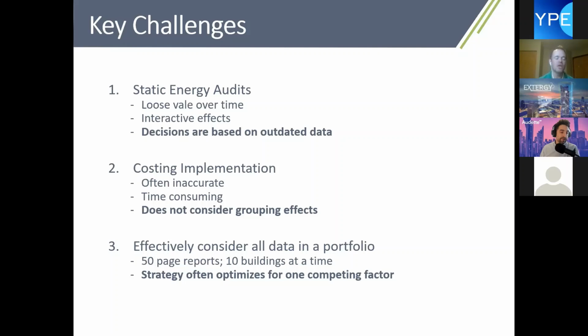Most of our clients have around 400 to about 1,200 buildings across the country. And one person, even 4 or 5 people, have a hard time coming up with the optimized approach. So that was the third thing we were trying to address.